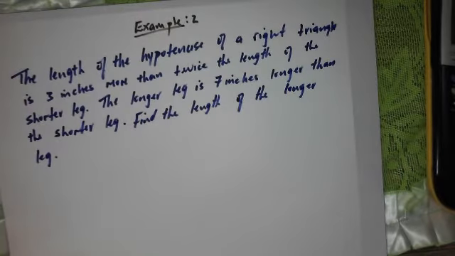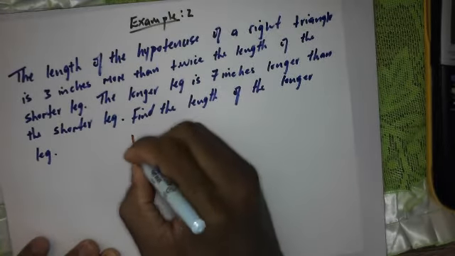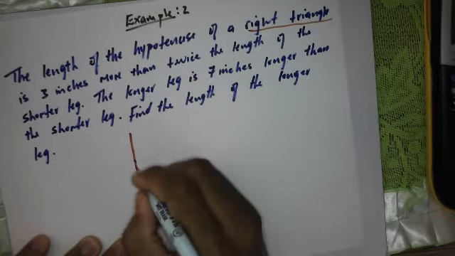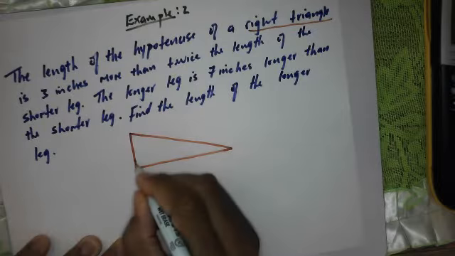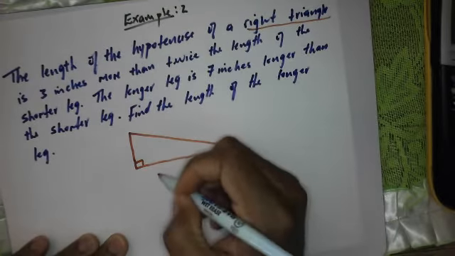Again, we're going to draw a diagram to represent this. It says it's a right triangle. Okay? It's a right triangle. So, here's a right triangle. This is our right triangle. Now, this is the hypotenuse. This is the short leg. This is the long leg.